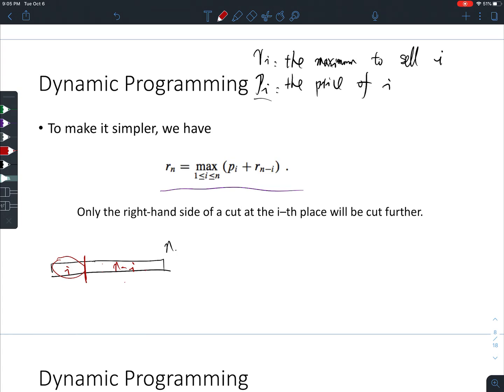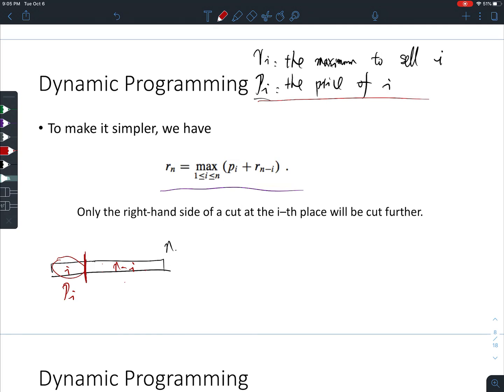Okay, so because we are not allowed to further cut the left part, we have to sell it directly. How much money can we make from that? It is Pi, right? So this is what we said: the price of a rod of length i if you sell it directly.